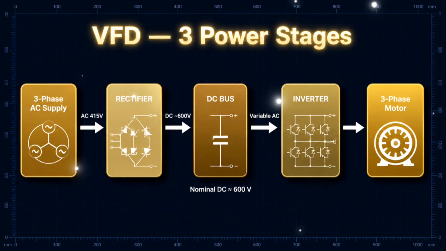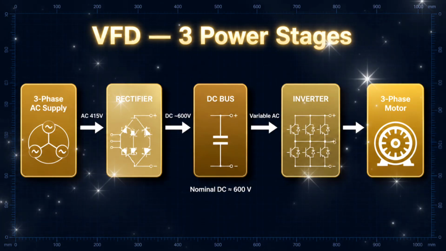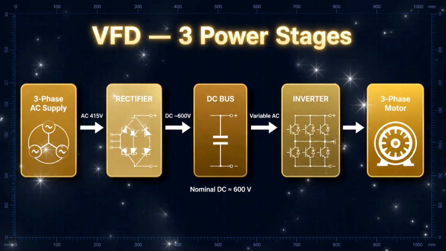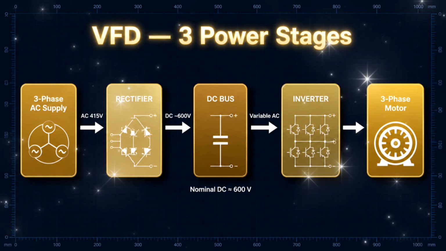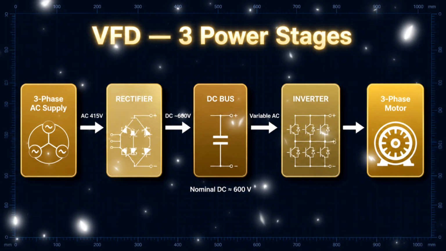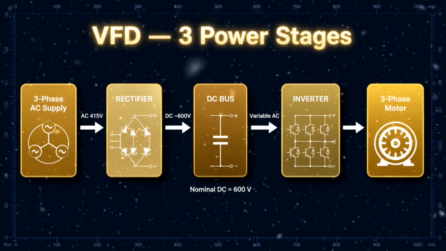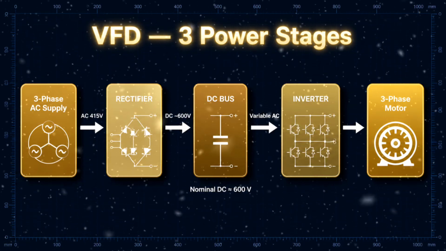Look at the screen. This is the complete power flow inside of VFD. The flow goes like this. 3-phase AC supply goes into the rectifier. Output is DC, approximately 600 volts. Goes into the DC bus. Output is smooth, stable DC. Goes into the inverter. Output is variable AC. And finally, this variable AC reaches the 3-phase motor.